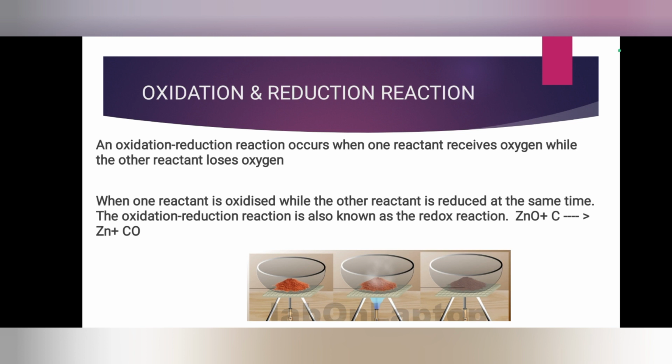On the product side, you can see it is only zinc. Whereas carbon, what happens to carbon? It gained or received that oxygen to form carbon monoxide. So in this case, you can see both reduction and oxidation have taken place. In a chemical reaction, when both oxidation and reduction reactions take place, it is known as a redox reaction.